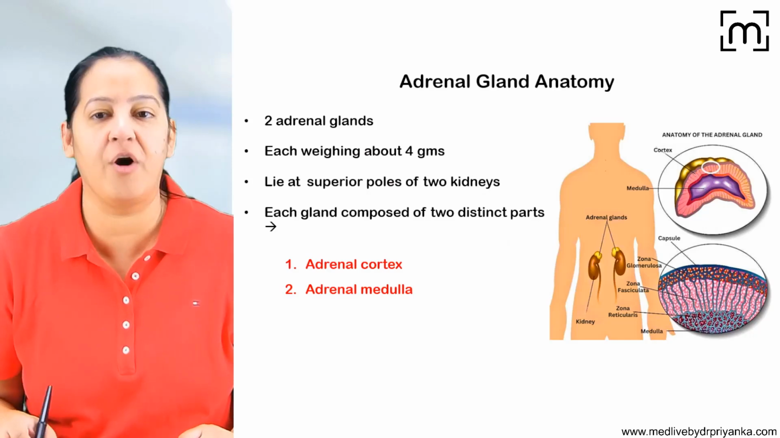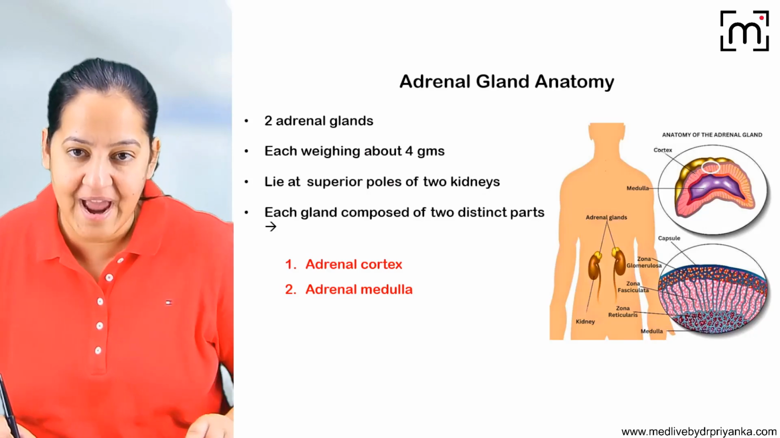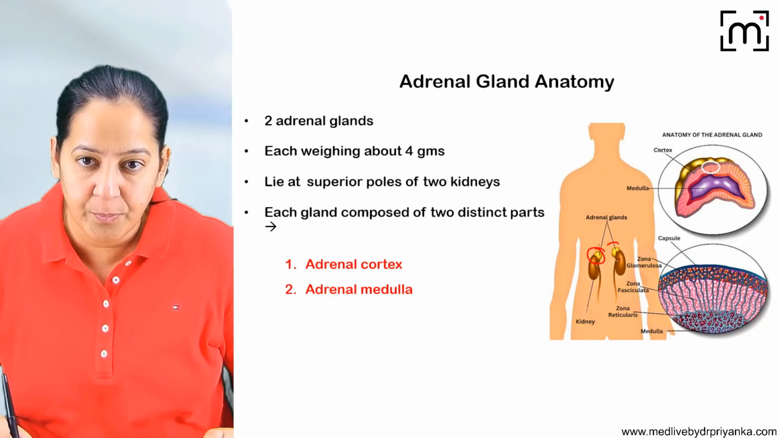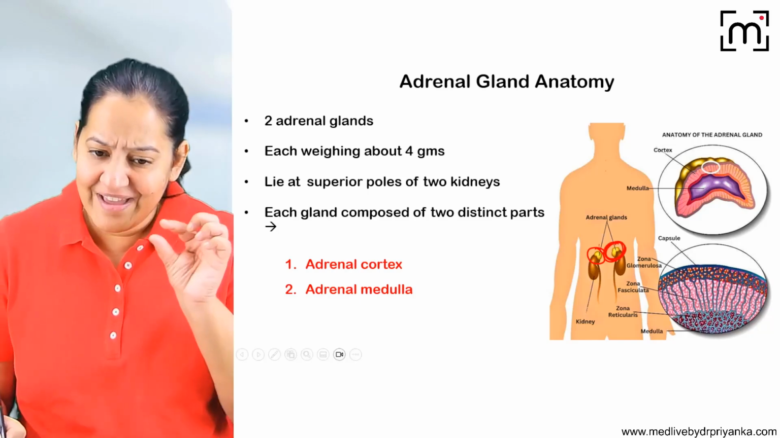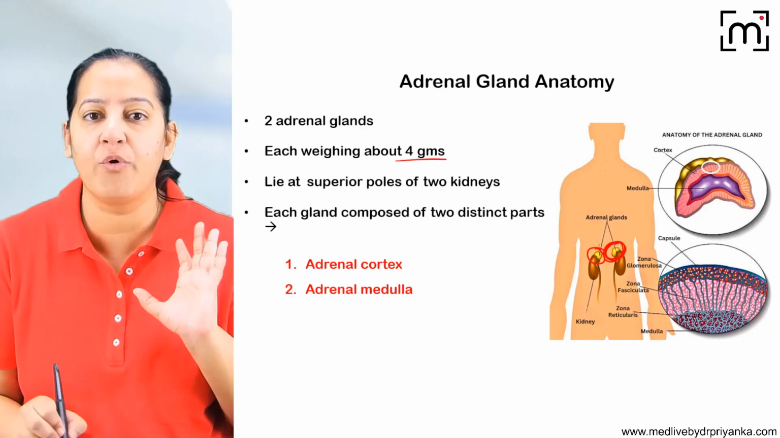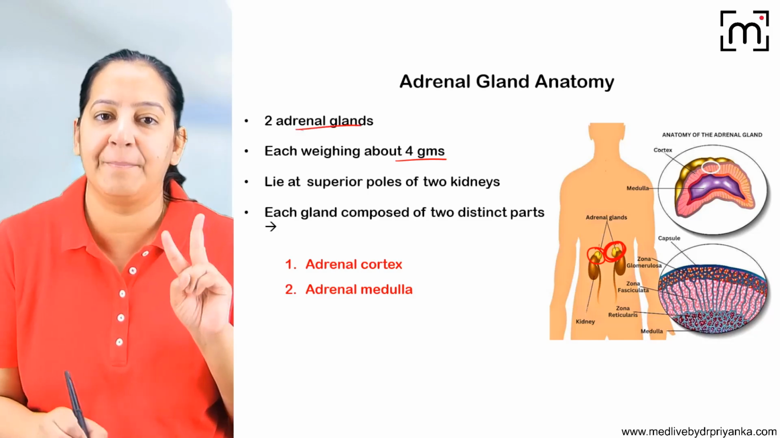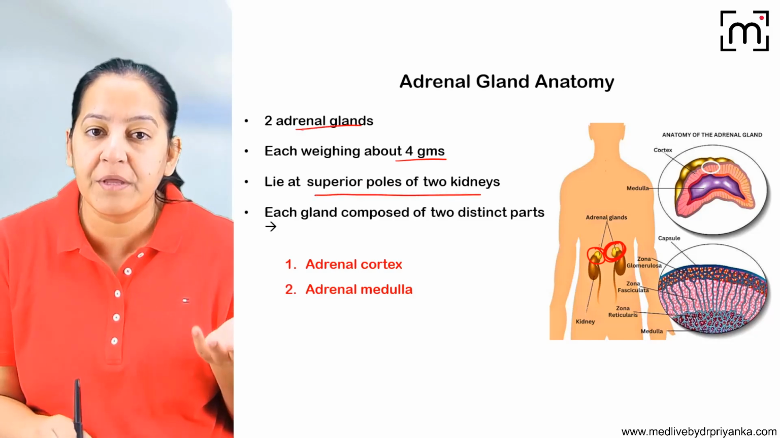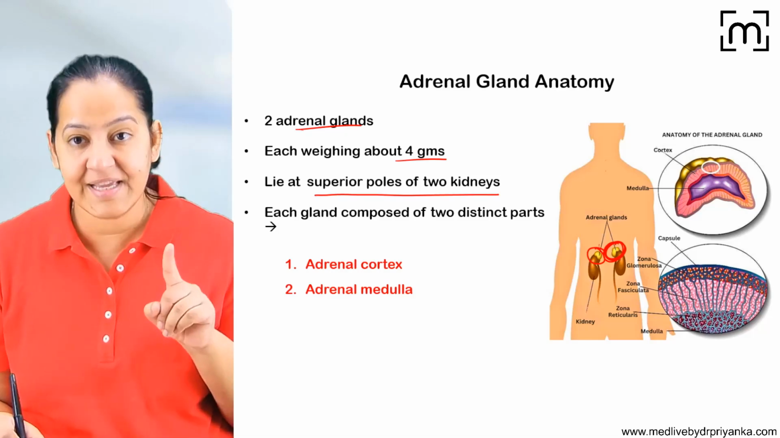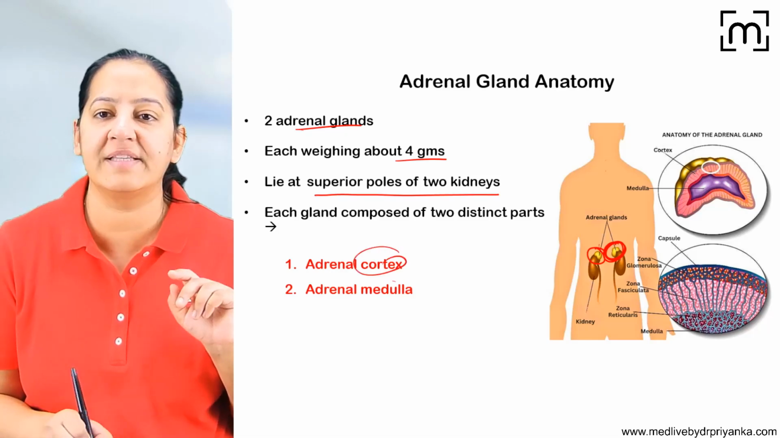Humans have a pair of adrenal glands. Can you see the pair of adrenal glands, which is present at the superior pole of the kidney? It's a very small gland. It hardly weighs 4 grams. There are two adrenal glands, and they are present at the superior poles of the two kidneys. Now inside the gland, there are two portions, cortex and medulla.